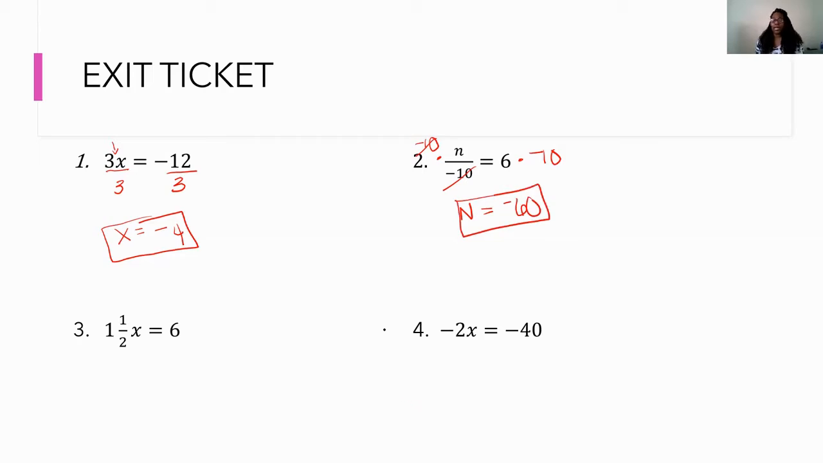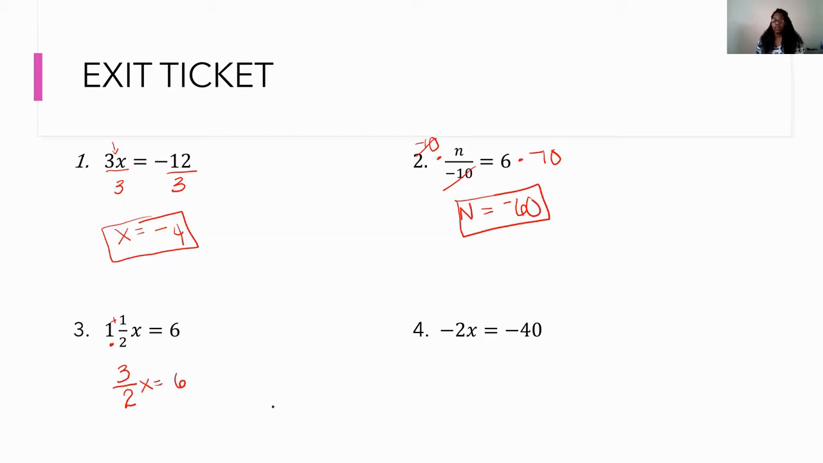For number 3, we have that mixed number, 1 1/2 x. What we can do first is change that mixed number to an improper fraction. As you recall, we take our denominator and multiply by the whole number, get an answer, and then take that answer and add to the numerator. So we have 2 times 1, which gives me 2, and 2 plus 1 gives me 3. And you put it over the original denominator, which is 2. So I have 3/2 x is equal to 6.